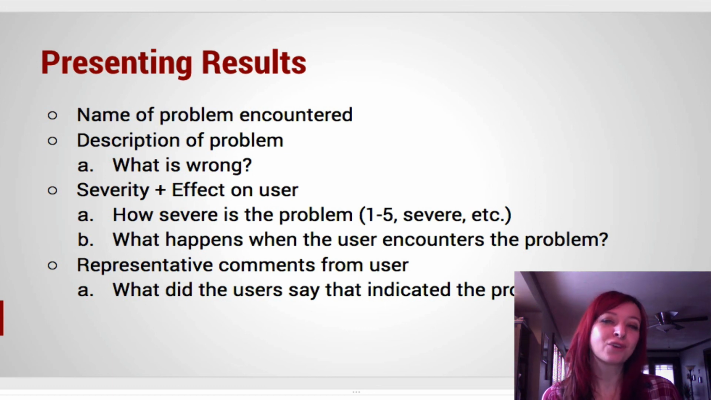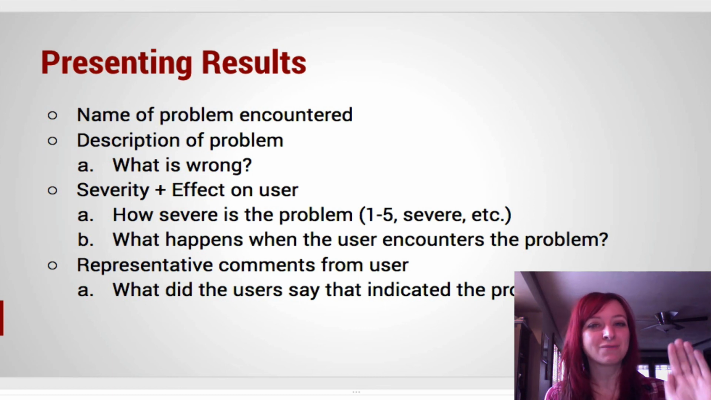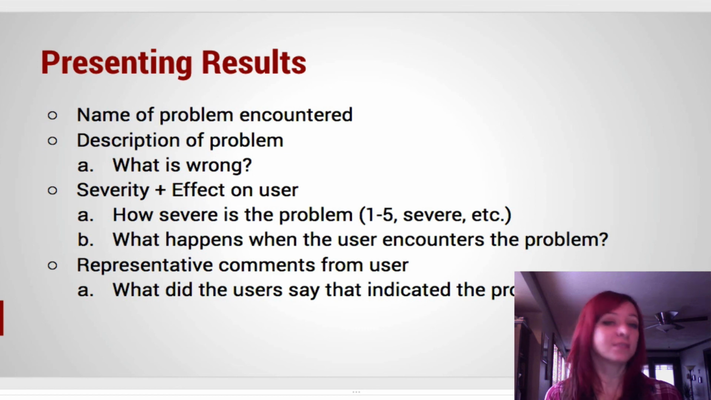This helps reinforce that the problem is authentic and not just something that you're making up. All of this does that. All of this reinforces the idea that this is a real problem by showing the behaviors of the user and the comments of the user so that it's very clear you're not making this problem up. Here's what you saw that leads you to believe there's a problem.